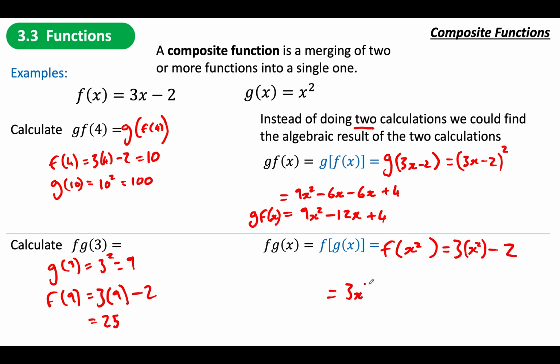That is 3x squared take away 2. That is what f of g of x is. You put one function into the other function, you do the algebra, and simplify it, see what you get. So if I put the number 3 into this expression, I'd have 3 lots of 3 squared, so that would be 3 lots of 9, which is 27, take away 2, which is 25. There we go, composite function.